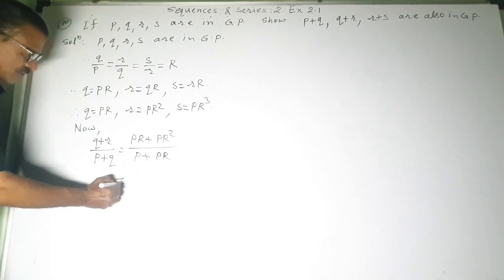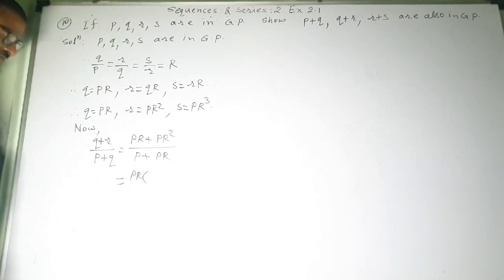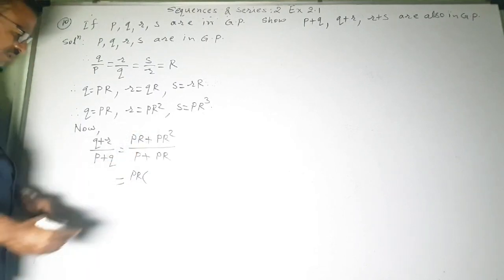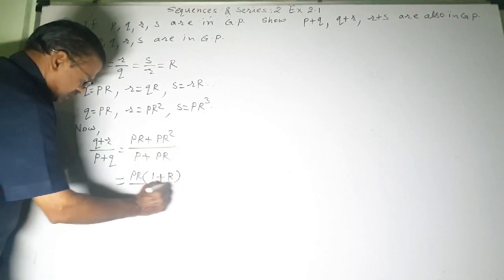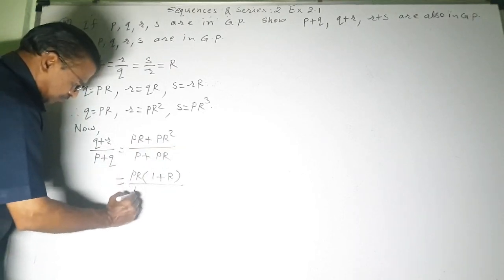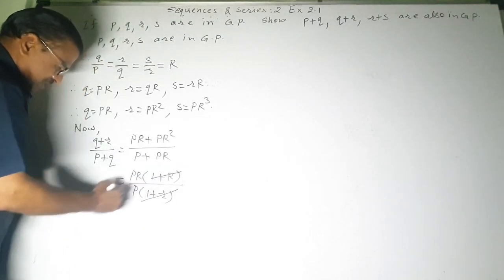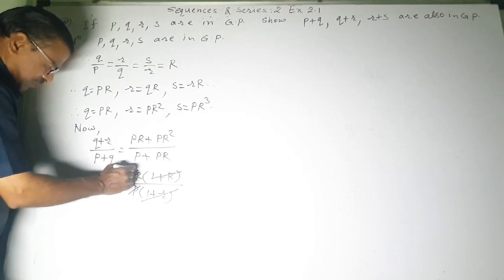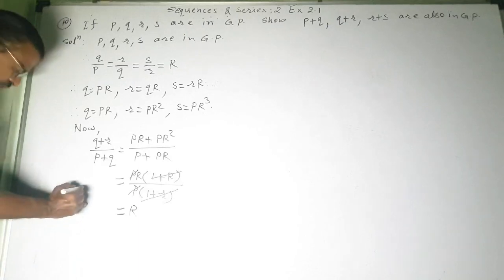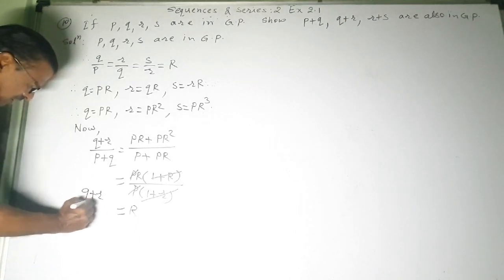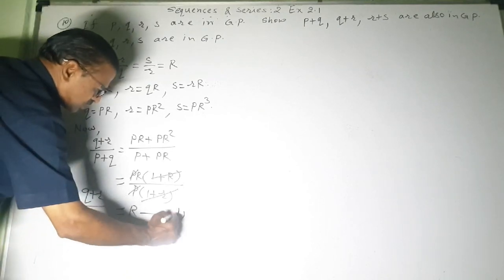So that is equal to, in the numerator, PR is common. Here remains 1 plus R. In the denominator, P is common, P into 1 plus R. This 1 plus R and this 1 plus R get cancelled. This P and this P get cancelled. And that is equal to R. So, Q plus R upon P plus Q is equal to R. This is your number 1.